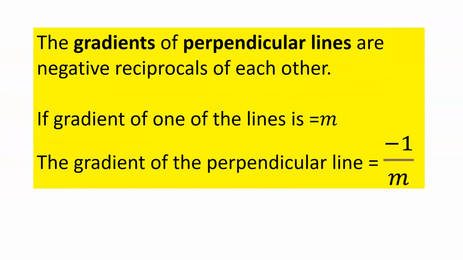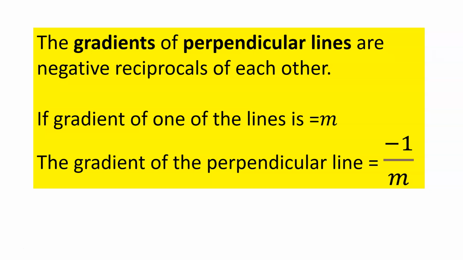So this is what we say. The gradients of perpendicular lines are negative reciprocal of each other. If the gradient of one of the lines is m, the gradient of a perpendicular line is minus 1 over m. So for example, if one of them is 2, the other one is minus 1 over 2. If one is 5, the other one is minus 1 over 5.